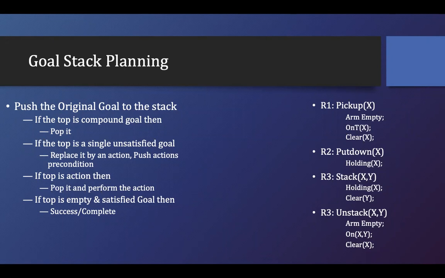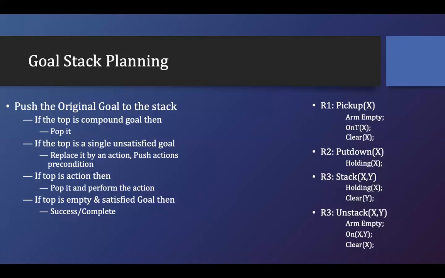There are two types of planning strategy: one is forward progression, another is backward regression. And we have seen goal stack planning and the algorithm of it. Okay, so we'll just revise it again. What is goal stack planning, and what is the algorithm behind it?